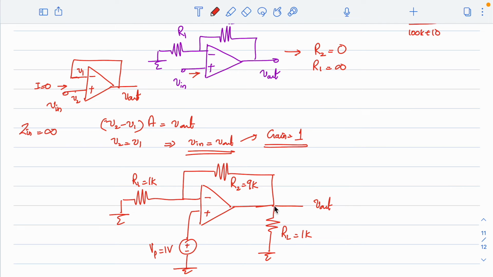The question is, find what this current is. This current is marked as I naught, and the question is, what is this current? All right, so try solving this.